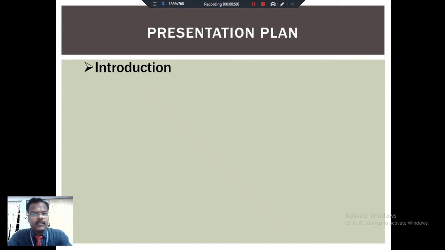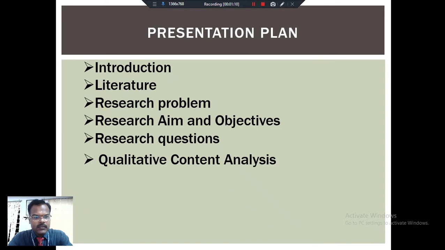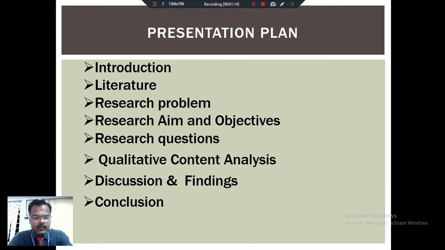Now, the presentation plan. In that: introduction, literature, research problem, research aim and activities, research questions, qualitative content analysis, discussion and findings, conclusion and reference.